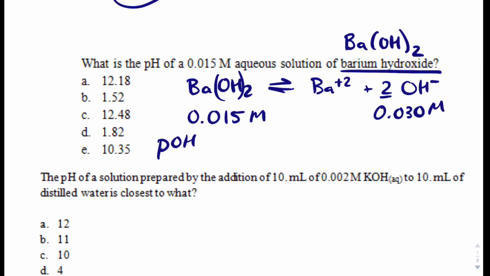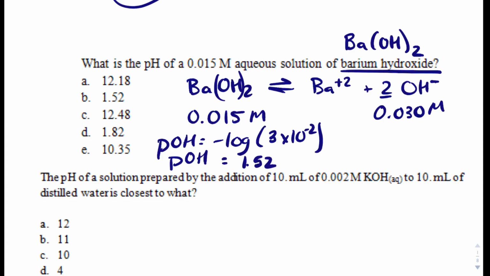pOH equals the negative log of hydroxide, and we should be able to do this a little bit in our head, and we would say the negative log of 3 times 10 to the minus 2 is going to be about 1.5. I am going to plug that in just to verify. Negative log 3 times 10 to the minus 2, and I get 1.52. And so that's pOH, but oftentimes AP will just ask you about the pH, and so I take 14 minus 1.52, and when I do that, I get 12.48, so I think that would be the best answer here.